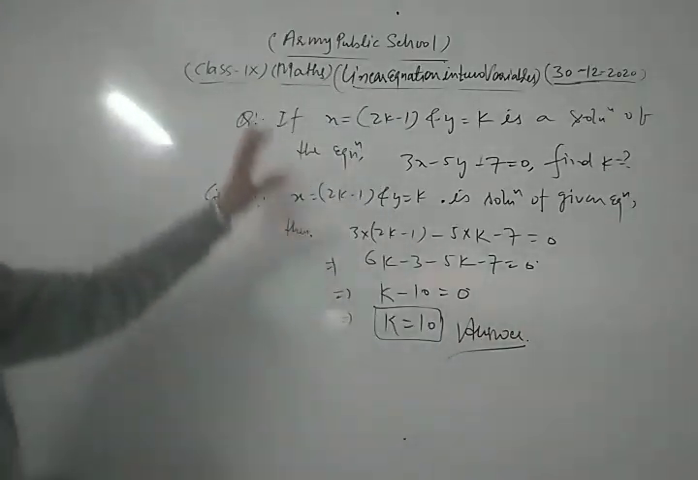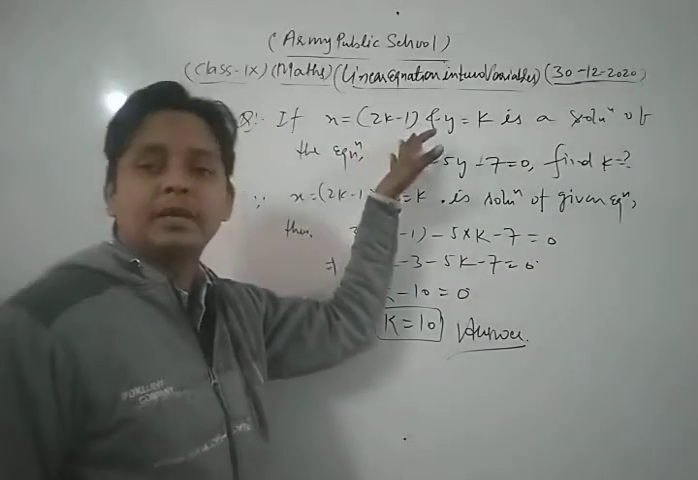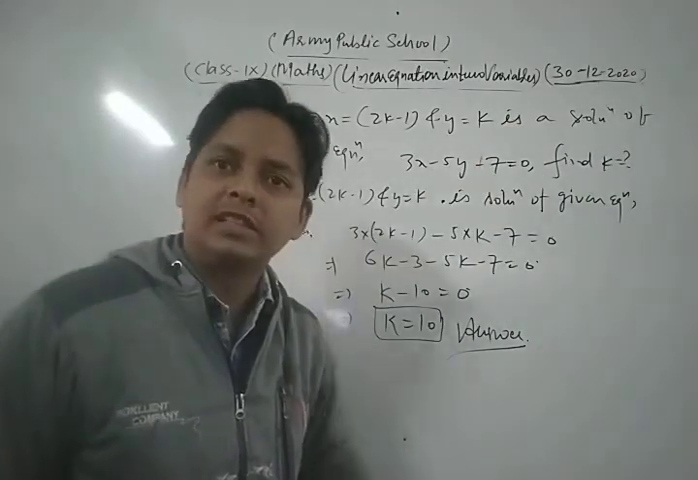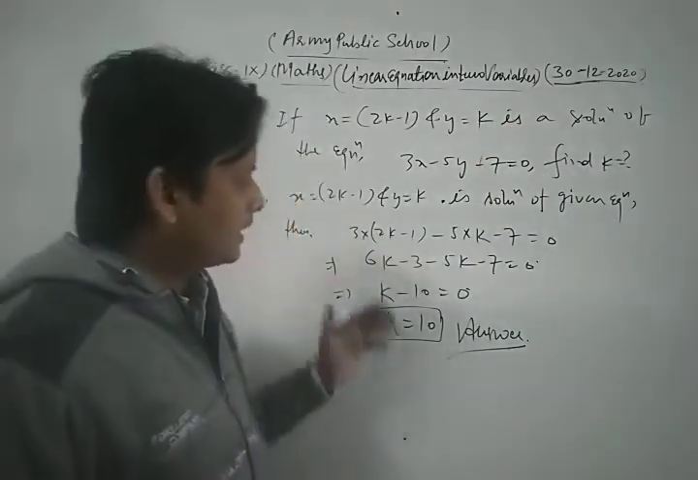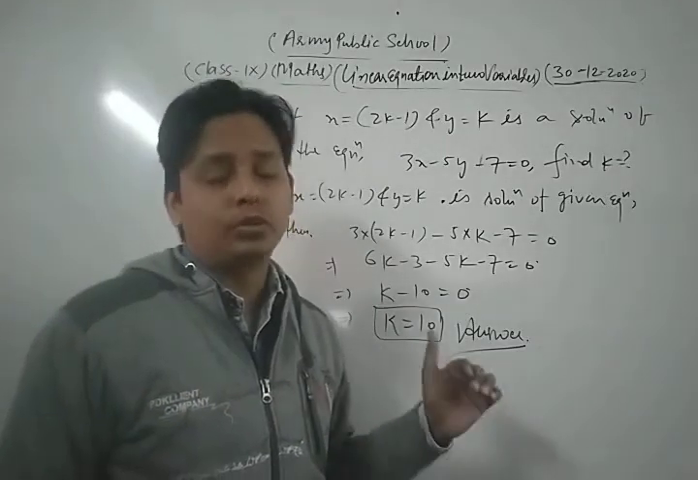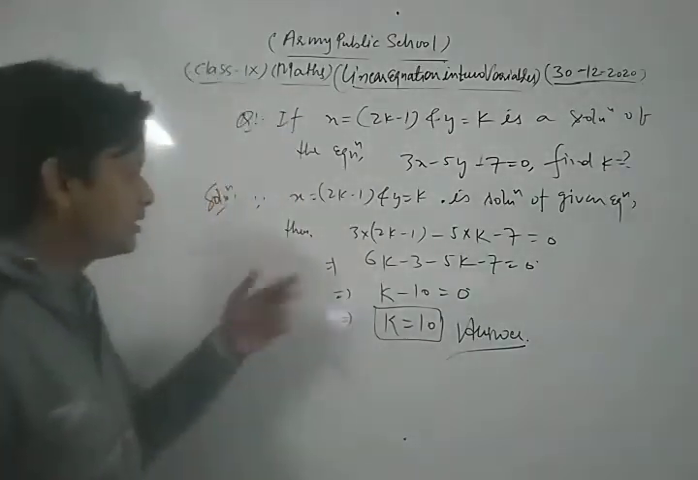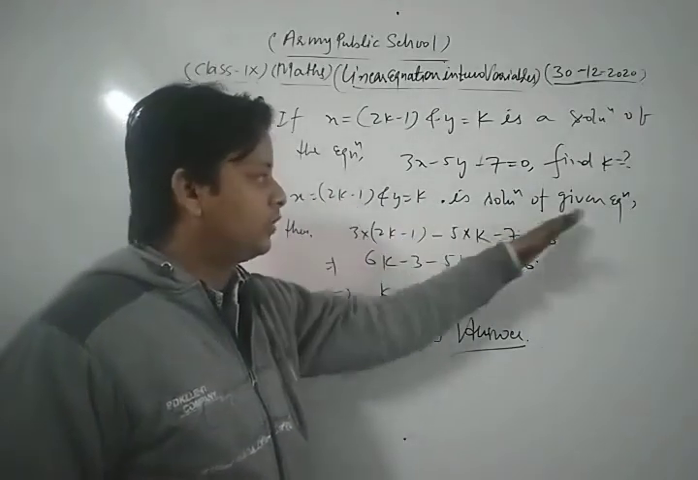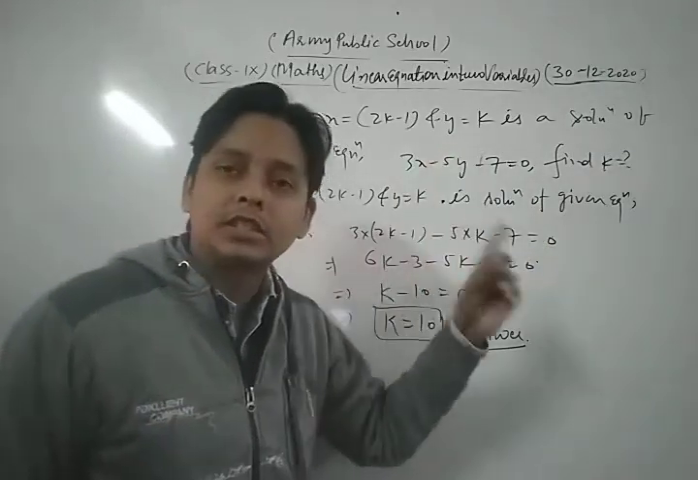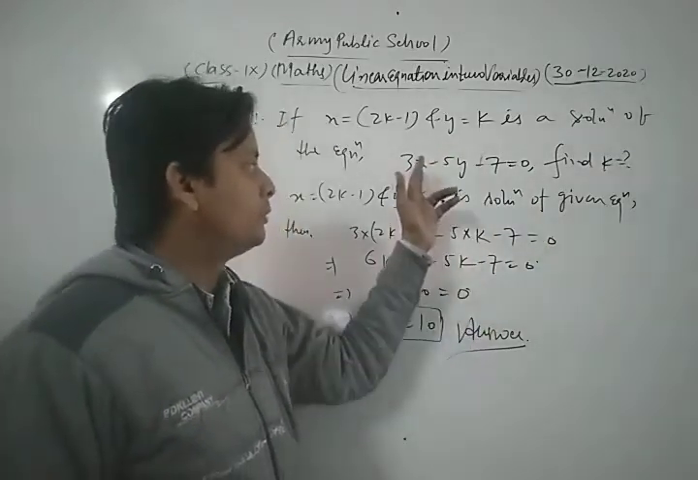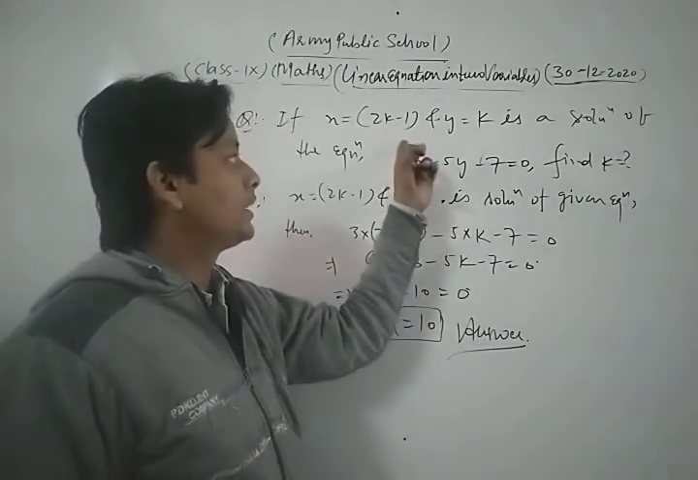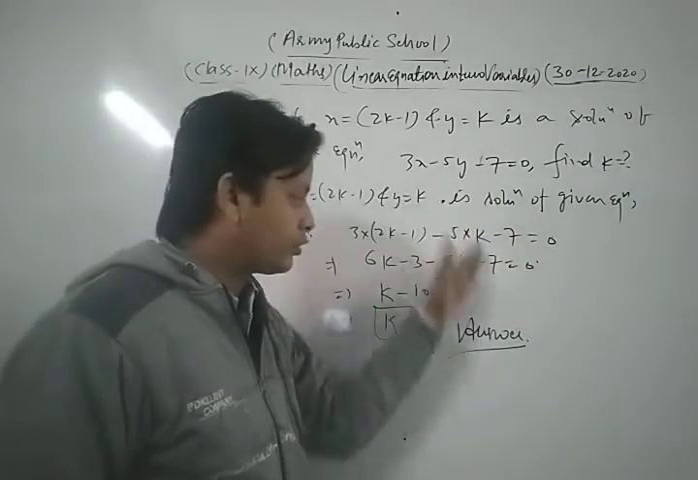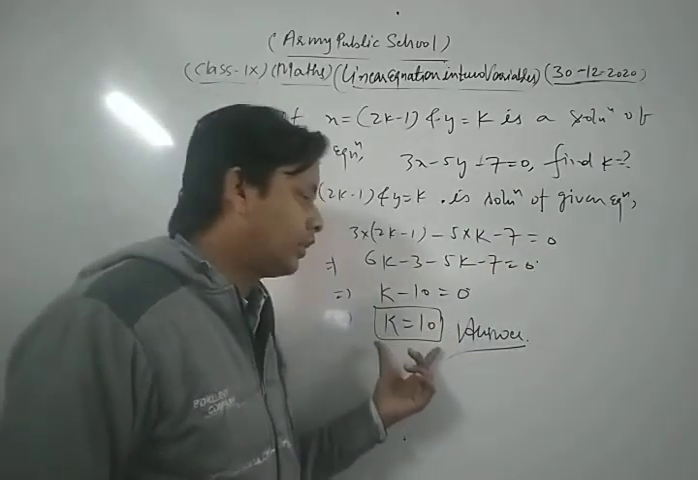So dear friends, in that question x is equal to 2k minus 1 and y is equal to k is a solution of the given equation. Now it is clear that it is the solution. So by the concept of the solution of a linear equation in two variables, we can say that since x is equal to 2k minus 1 and y is equal to k is a solution of the given equation, then it must satisfy the given equation. It means that we put x is equal to 2k minus 1 and y is equal to k, and take it equal to 0 as before. Now after solving them we get the value of k as 10.